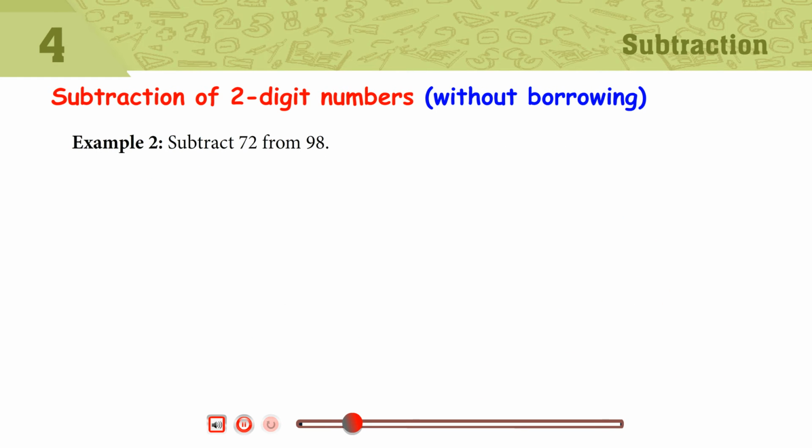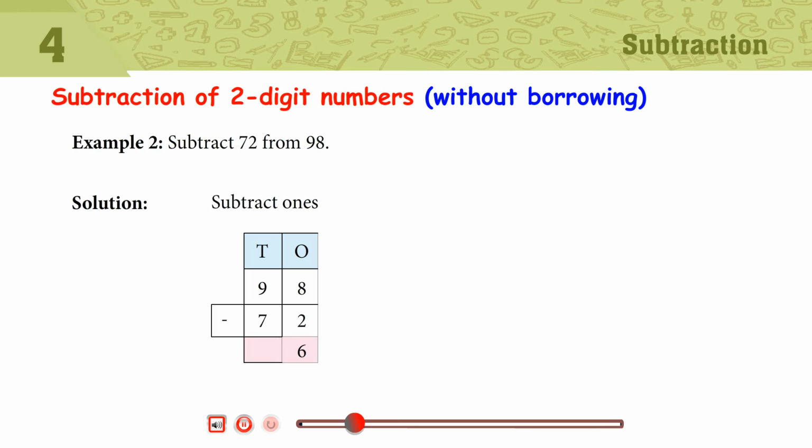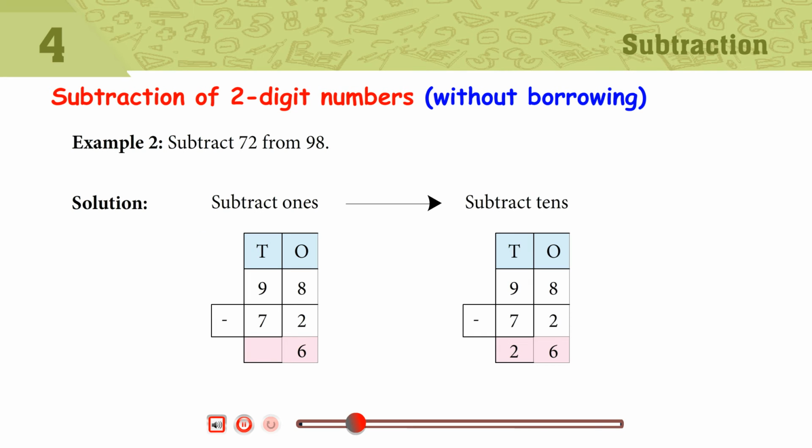Example 2. Subtract 72 from 98. Solution. Subtract ones. Subtract tens. The difference is 26.